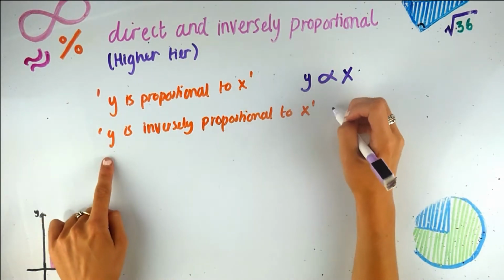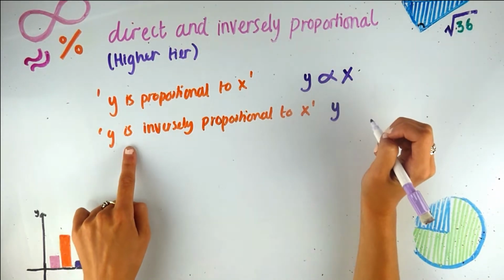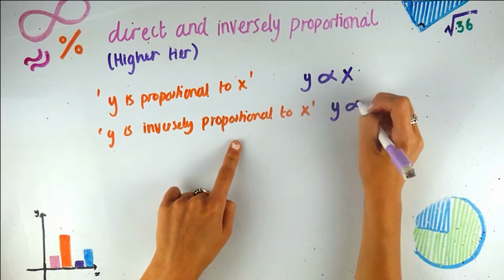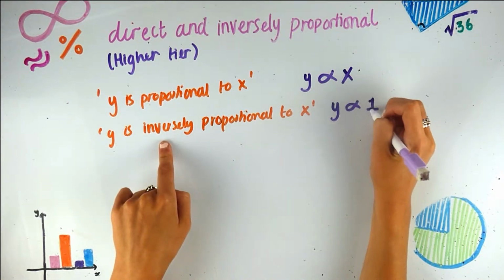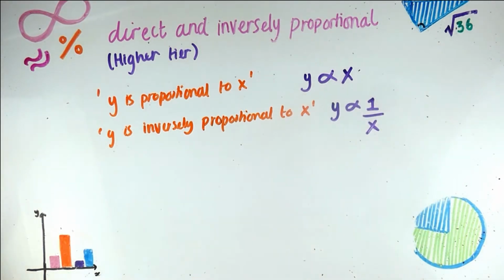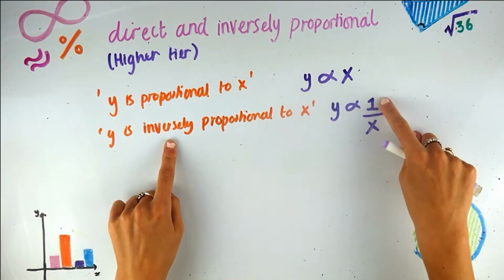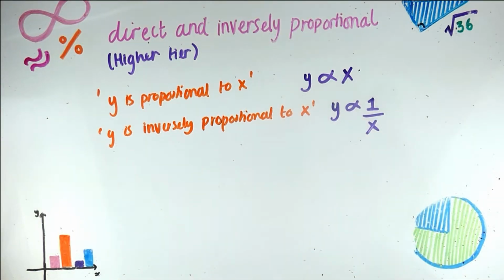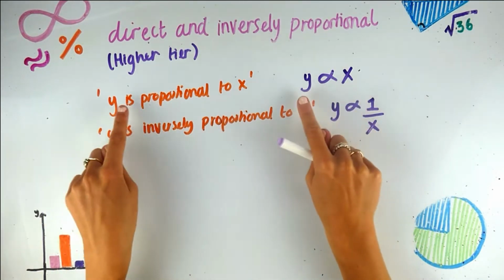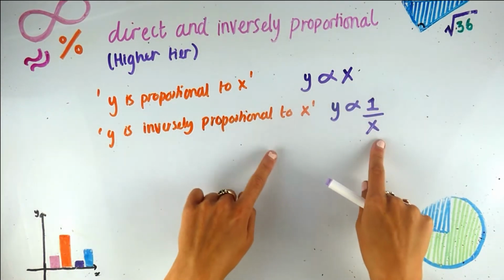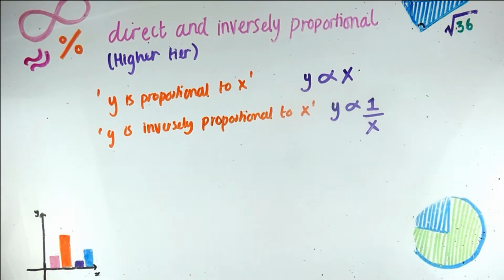Y is inversely proportional to x. So let's write this down as we go. So y is inversely proportional. That's the proportional, but inversely means you do 1 over x. So the translation to maths is y is 1 over, inversely, fishy, proportional to x. So that's our translations: y fishy x, y is proportional to x; y is inversely proportional to x, y is 1 over fishy x.